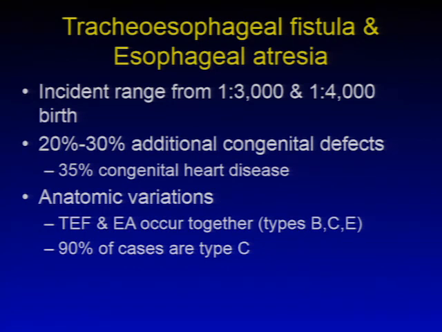Tracheoesophageal fistula and esophageal atresia is also a very common pediatric occurrence and a concern for pediatric anesthesiologists. Incidence ranges from 1 out of 3,000 to 1 out of 4,000 births. In addition to the tracheoesophageal fistula and esophageal atresia, you also have 20 to 30% other additional congenital defects that can occur. Of these, 35% are related to congenital heart disease. There are multiple anatomical variations associated with this disease, usually mostly type B, C, and E. 90% of the cases are type C.